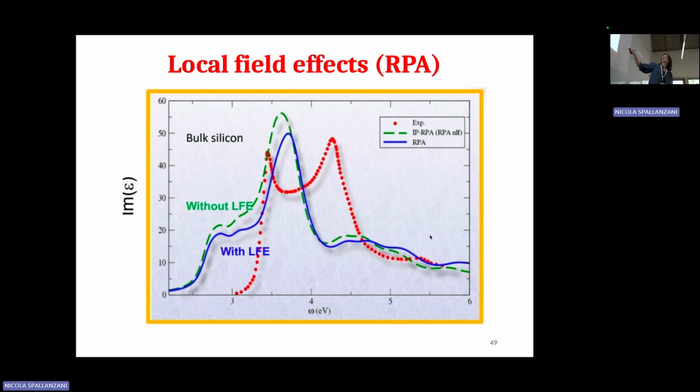And so we have this, again, the solid line, the dotted line is the experiment. The green dashed line is without the local field effect. With the local field effect, we have a slightly different spectrum, but it's not enough. It's not enough, so maybe we should go on.